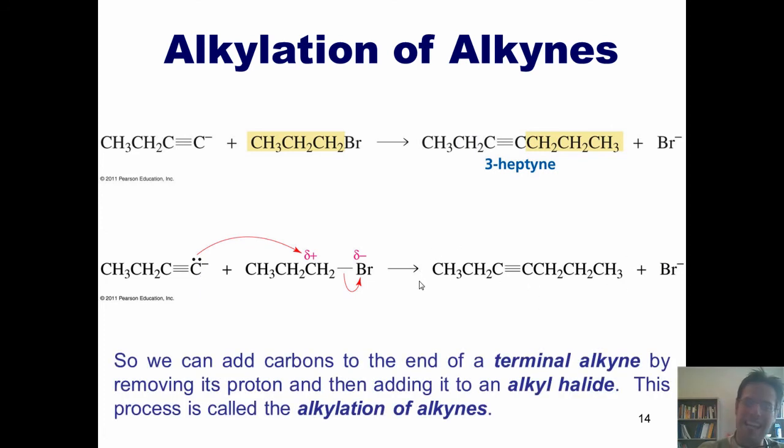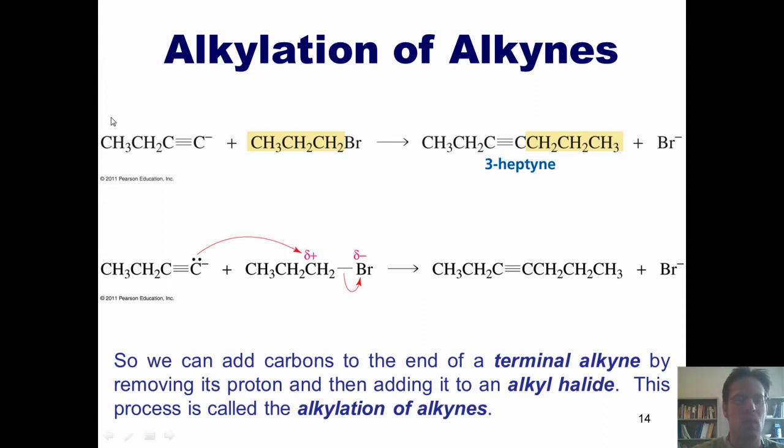So yes, we can add carbons to the end of a terminal alkyne by removing its proton and then stirring it in the presence of an alkyl halide, like an alkyl bromide or an alkyl chloride or an alkyl iodide. This process is called the alkylation of alkynes. Now just so you know, the word alkylation just means adding an alkyl group to something. And an alkyl group is basically a hydrocarbon chain, a chain of carbons and hydrogens.